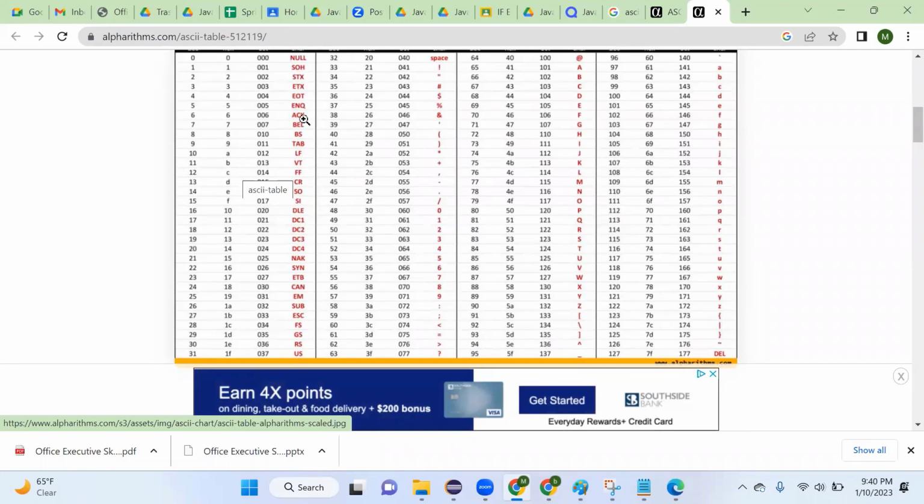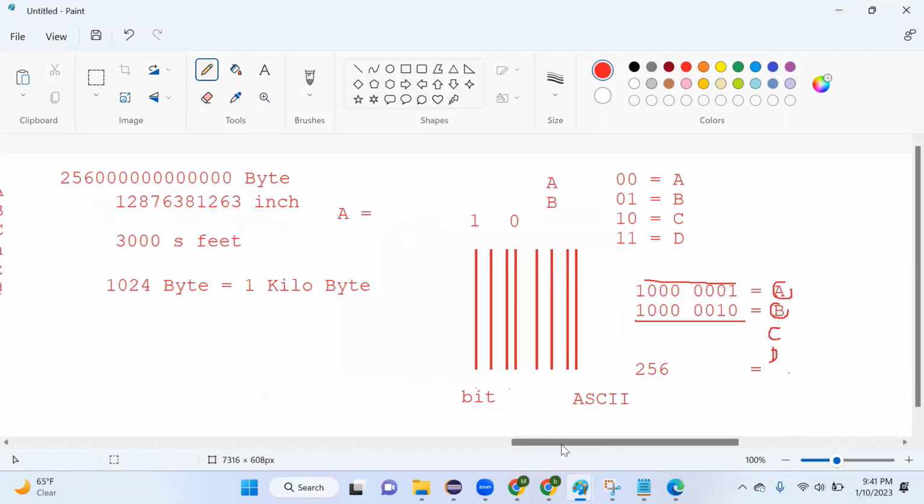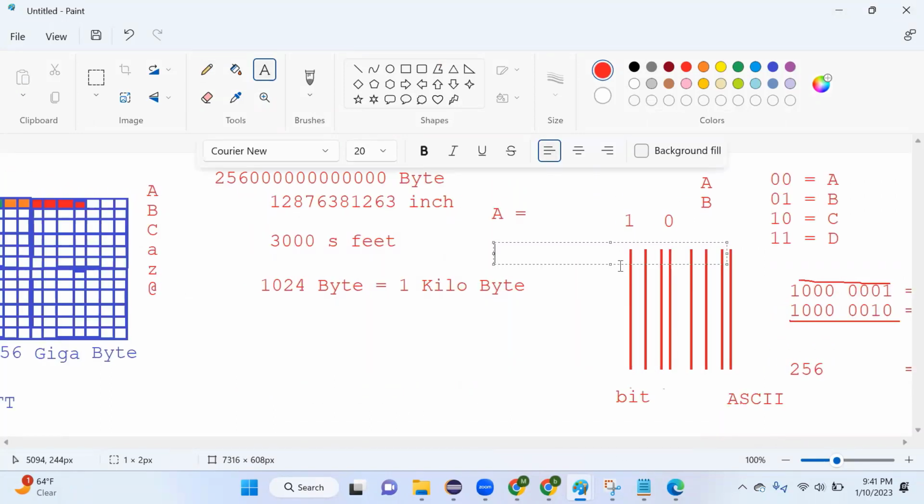So 0 is null, and A, where is A? 65. Where is 65? 65 is A. And 97 is small a. All the letters, all the numbers, 0, 1, 2, 3, 4, 5, 6, and all the punctuation, all the maths, all the special characters, the scientists can accommodate in 8 bits. So this 0, 1 is only understood by machines, and 8 bits can make a letter. So 8 bits become a byte.